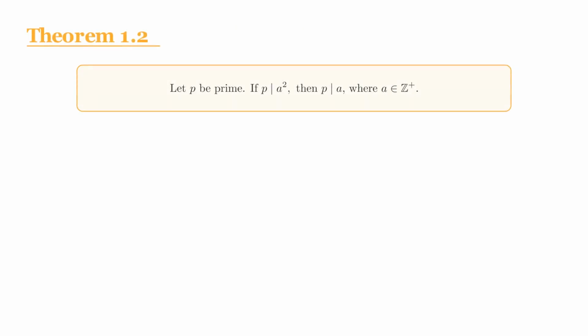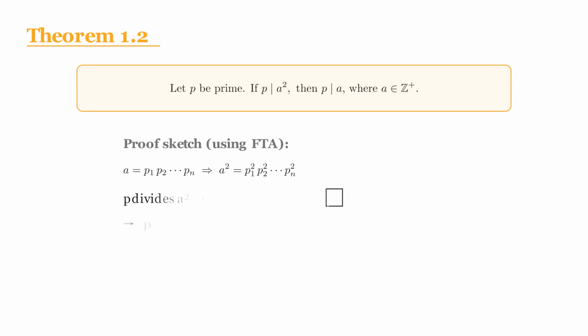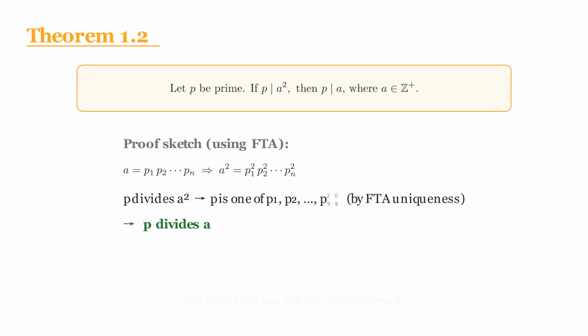Before proving irrationality, we need Theorem 1.2. If a prime p divides a squared, then p also divides a. The proof uses the Fundamental Theorem of Arithmetic. Write a as a product of primes. Then a squared lists every prime twice. If p divides a squared, by uniqueness p must be one of those prime factors, so p divides a whole. This theorem is the key tool for proving square roots of primes are irrational.